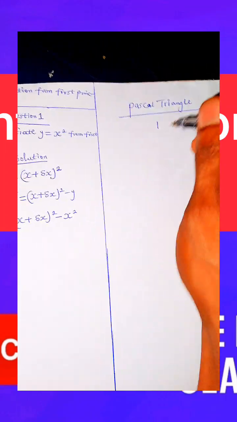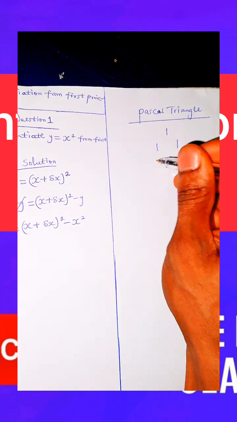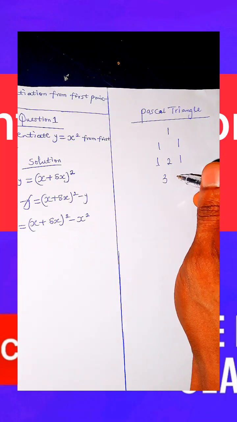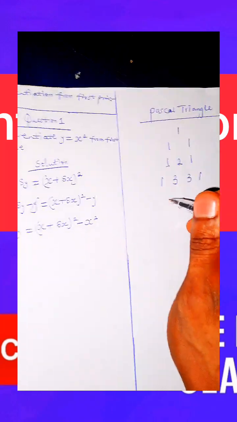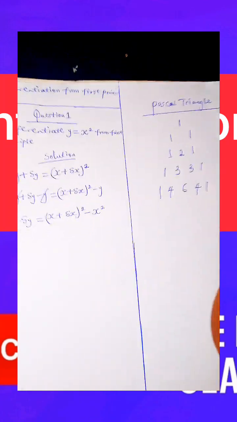We have 1, 1, 1. 1 plus 1 is what? 2. 1, 1. 1 plus 2 is 3. 2 plus 1 is 3. 1, 1. 1 plus 3 is 4. 3 plus 3 is 6. 3 plus 1 is 4. 1, 1. So on and so forth.